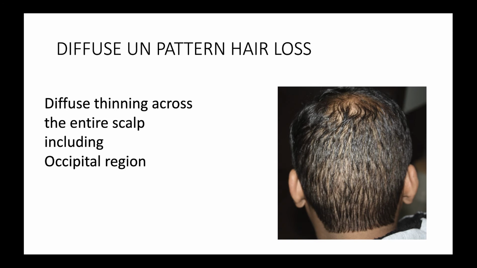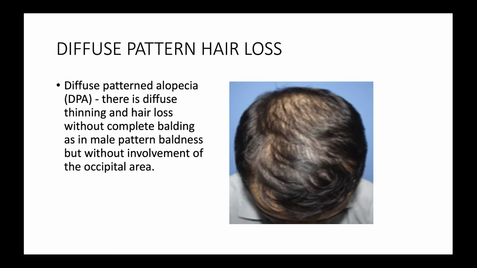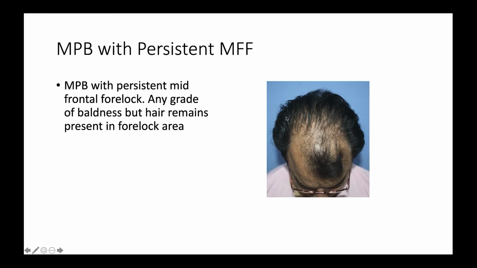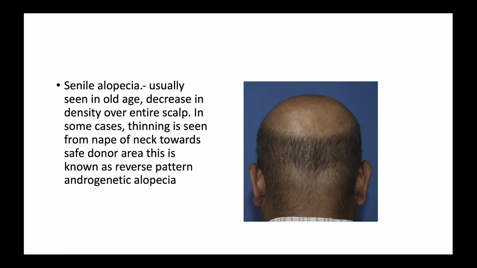Then we come to another type of pattern hair loss, the diffuse unpatterned hair loss, which is very important, you must know, in which there is thinning and hair loss in the occipital area also, and the hair pull test in the initial stage will also be positive in the occipital area. That is called DUPA or diffuse unpatterned hair loss. This is the diffuse pattern hair loss in which you can notice uniform thinning or baldness, but the thinning or baldness is not there in the occipital region. That is called diffuse pattern hair loss.